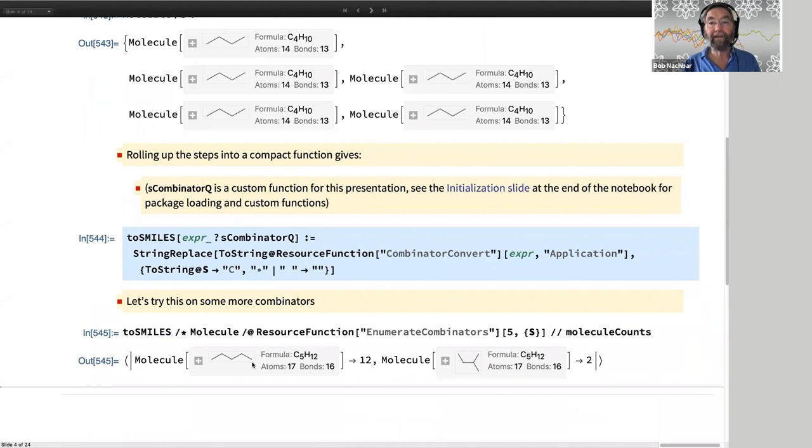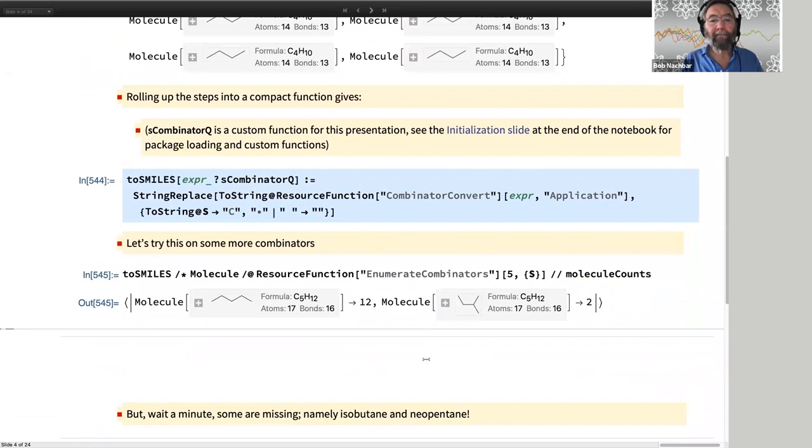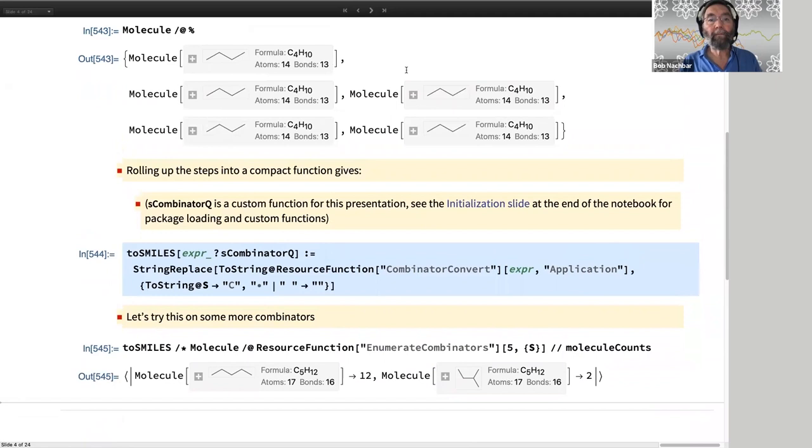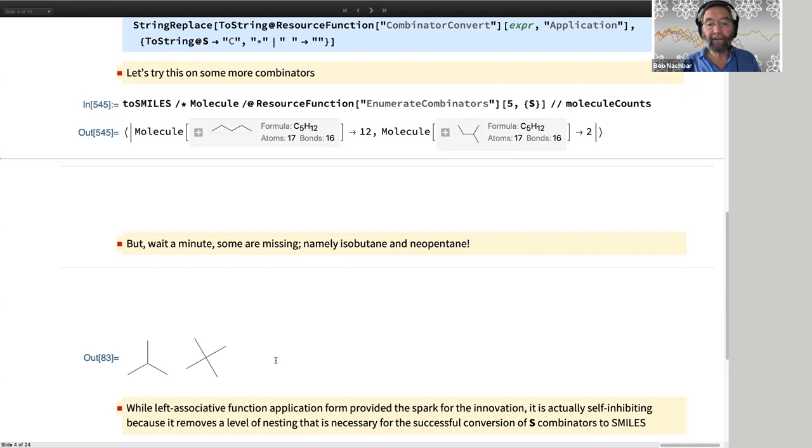But wait a minute, a couple are missing. For the four atom molecules, we should also be seeing isobutane. And for the five atom ones, we should be seeing neopentane, namely these two structures here. They're missing. It turns out that rewriting the combinators in the left associative form actually loses some of the structural information by eliding it with the application symbol.